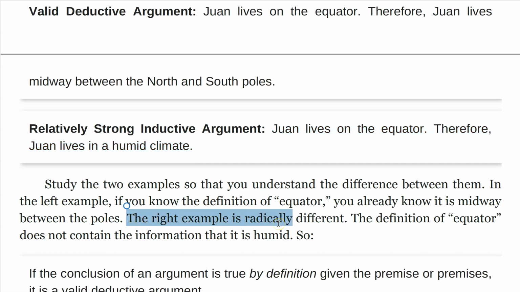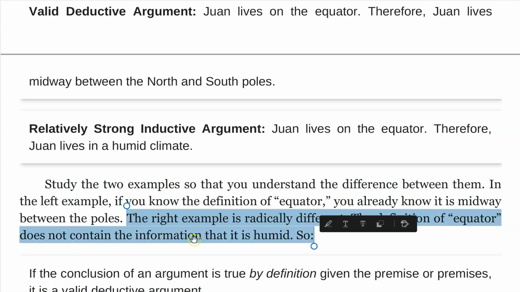The bottom example in our case is radically different. The definition of equator does not contain the information that it's humid. Right? I'm sure you guys can think of some places along the equator that are not humid, namely places in Africa, right? They're quite dry in that region of the world. But most of the areas that fall on the equator where humans can live are indeed humid areas, or even where they couldn't. Maybe he lives on the water. That would be very, very humid.